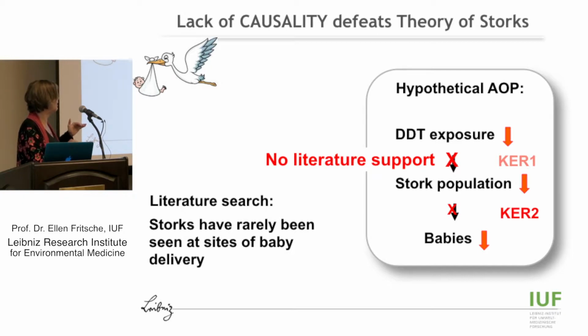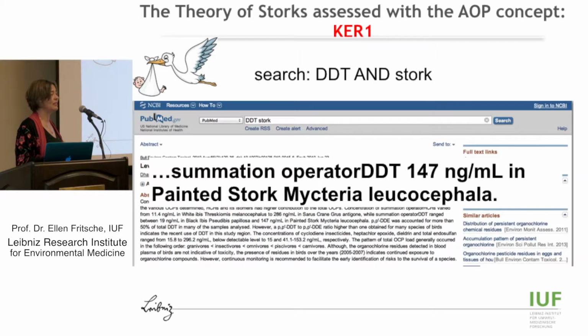So what we have in here are 2 key event relationships that really need proof, right? To see if this holds through. So this is really testing the hypothesis of whether this is a correlation or if there's causality behind it. So when you search for DDT and stork in PubMed, you actually find a publication that shows that summation operator DDT is 174 nanograms per mil in painted stork. This is a certain stork.